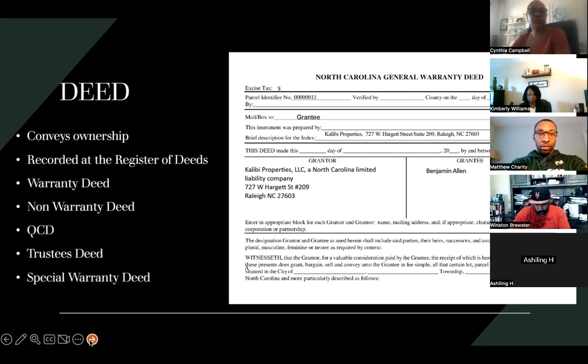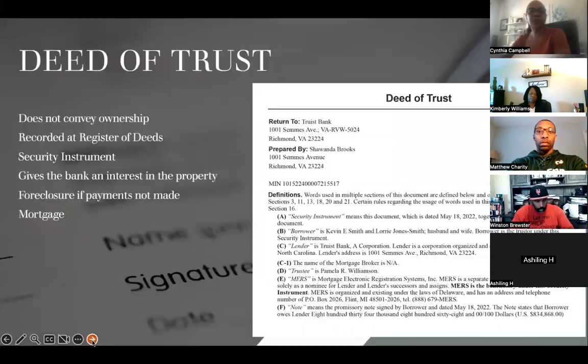But what you do need to know is a deed is a document that conveys ownership of property. It is your title, more or less, to the property. It is your proof of ownership, and it gets recorded at the Register of Deeds through your closing attorney. On the other hand, a deed of trust, which many people confuse, does not convey ownership. And the reason it's confusing is because, of course, it has the word deed in it. But a deed of trust is what's known in other states as a mortgage. They are the same thing at the end of the day.